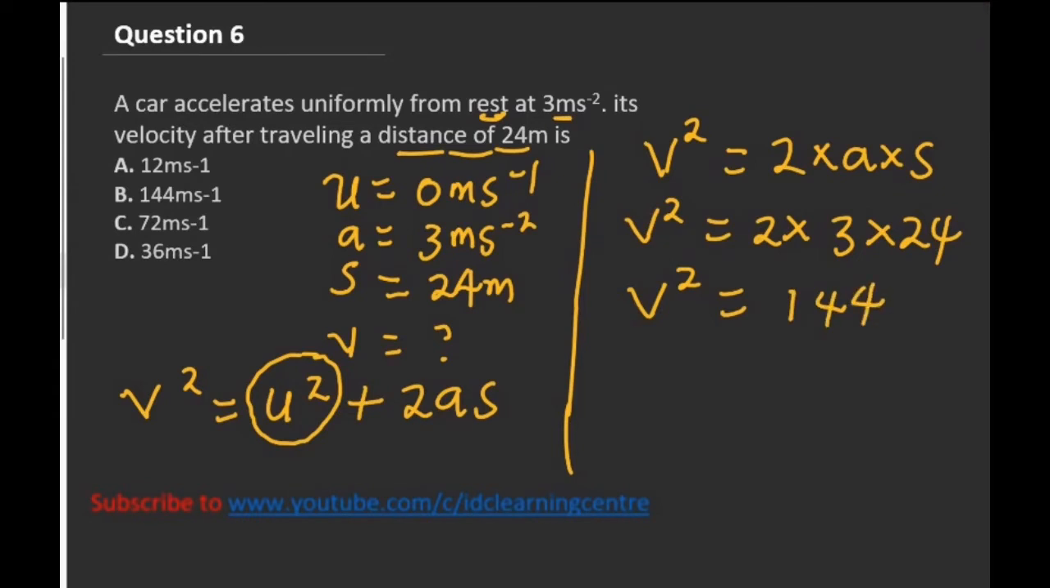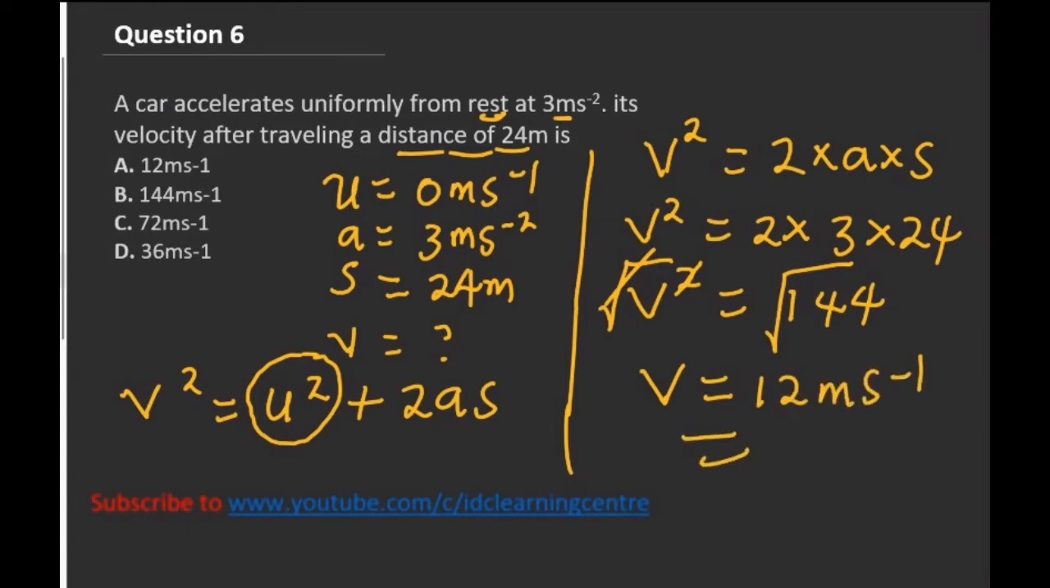To find the final velocity, we need to make v stand alone. To do that, we look for the square root of both sides. So this square breaks this square root. V stands on its own now. Square root of 144 is 12 meters per second. So the answer, as you can see on the board, is A.